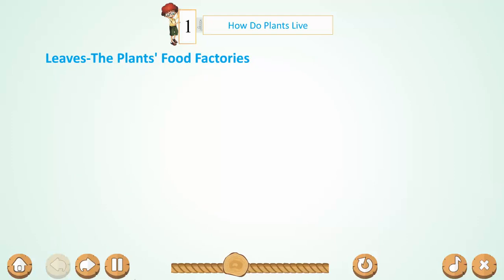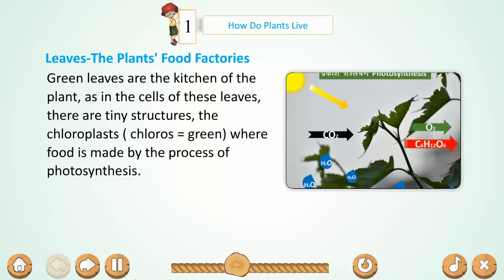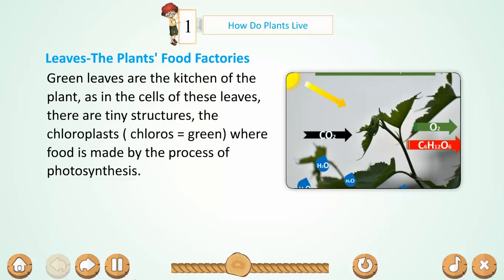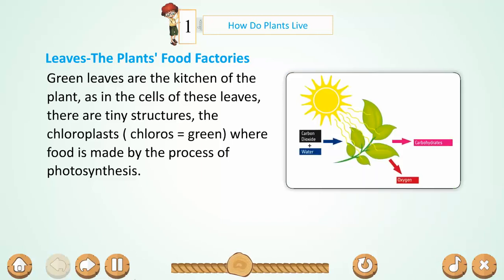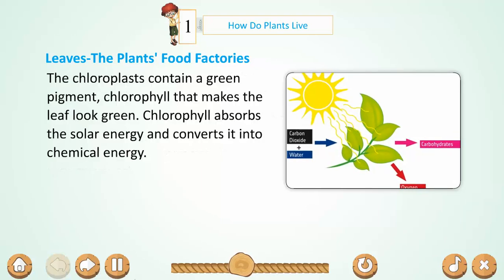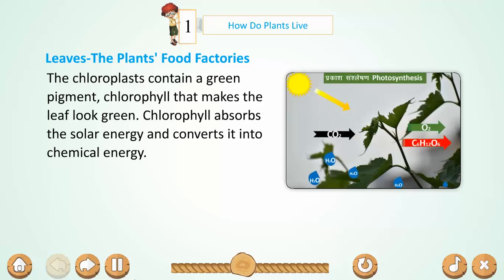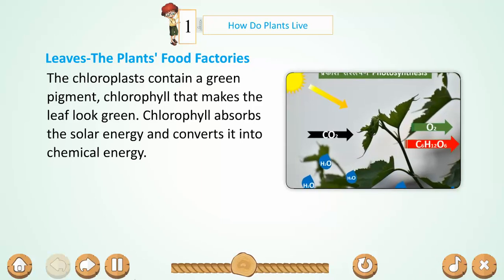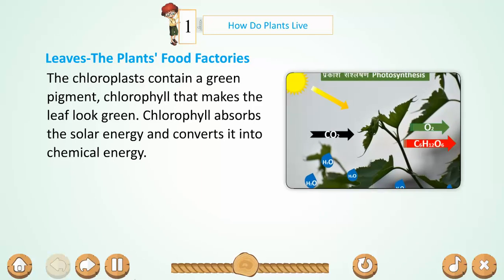Leaves, the plant's food factory. Green leaves are the kitchen of the plant, as in the cells of these leaves are tiny structures, the chloroplasts. Chloros equals green, where food is made by the process of photosynthesis. The chloroplast contains a green pigment, chlorophyll, that makes the leaf look green. Chlorophyll absorbs the solar energy and converts it into chemical energy.